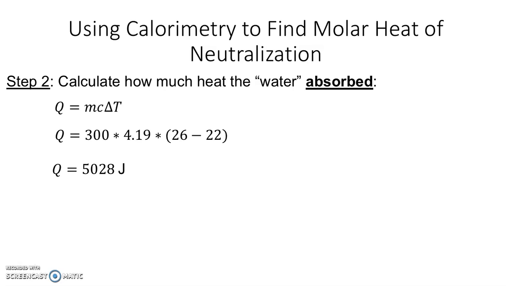But like we said earlier, we're assuming that these solutions are very dilute. And since they're very dilute, they basically behave like pure water. And therefore, we're assuming that the specific heat capacity won't change. And so we'll use 4.19.